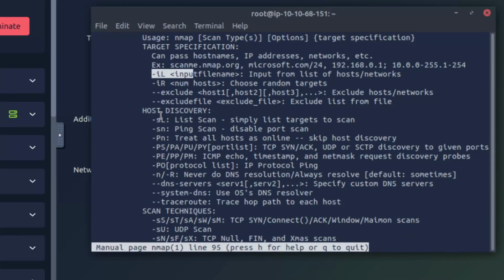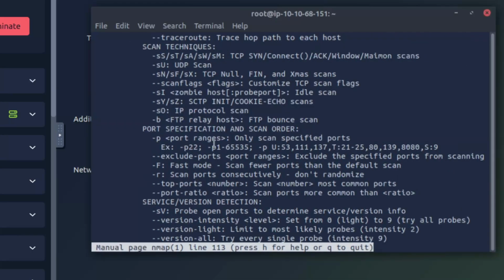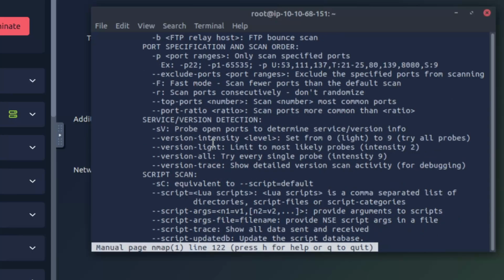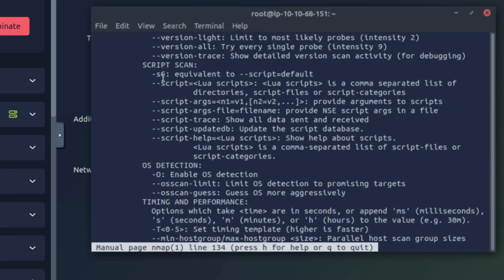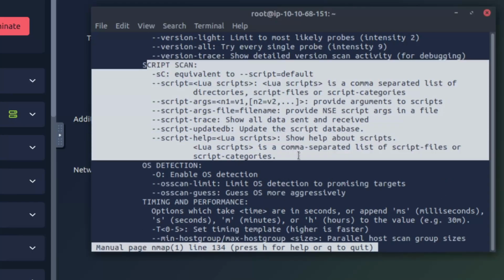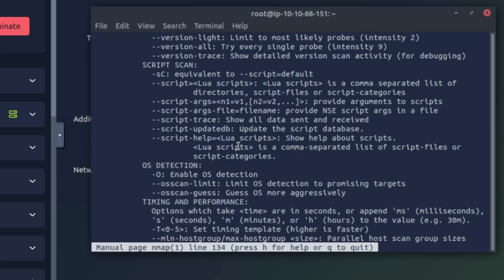There are the host discovery options you have, there are the scan techniques that you have, and then there's something very, very interesting that is available, which is the script scans. So these are actually pre-embedded scripts.